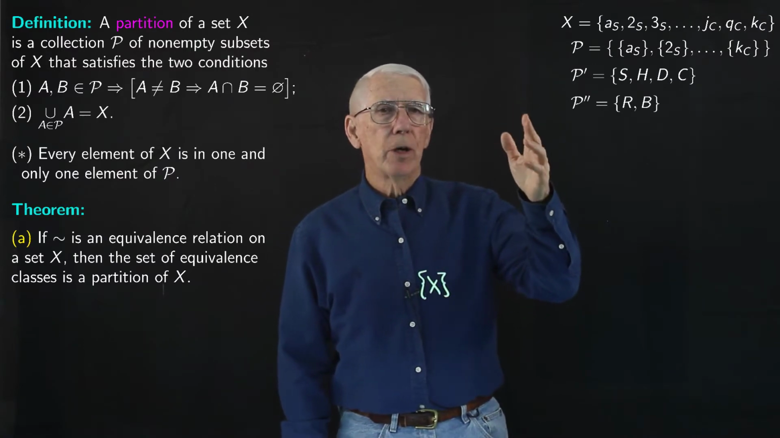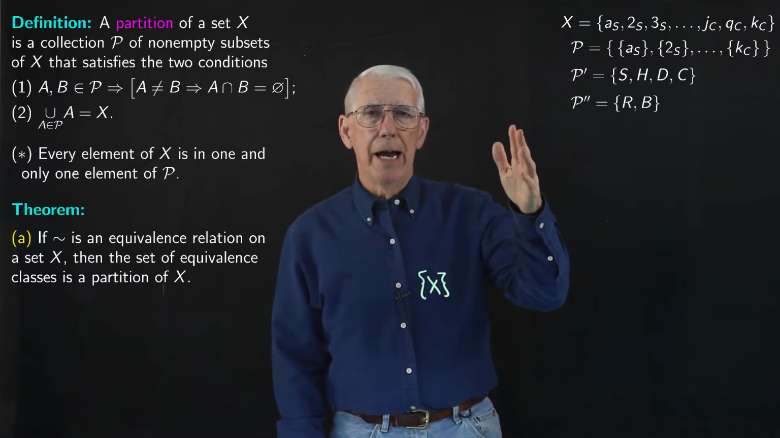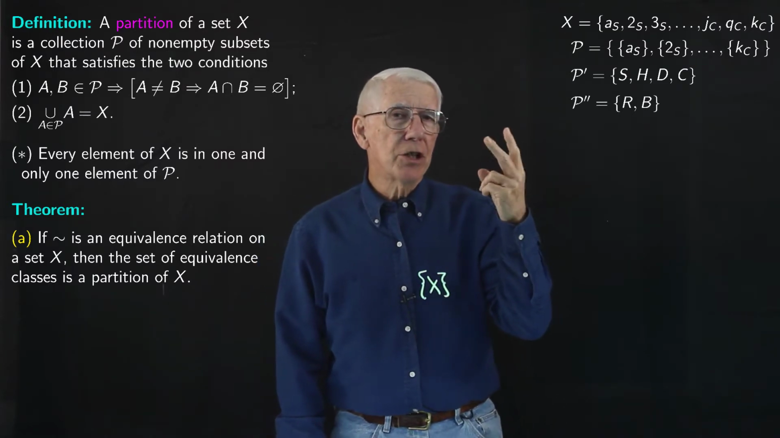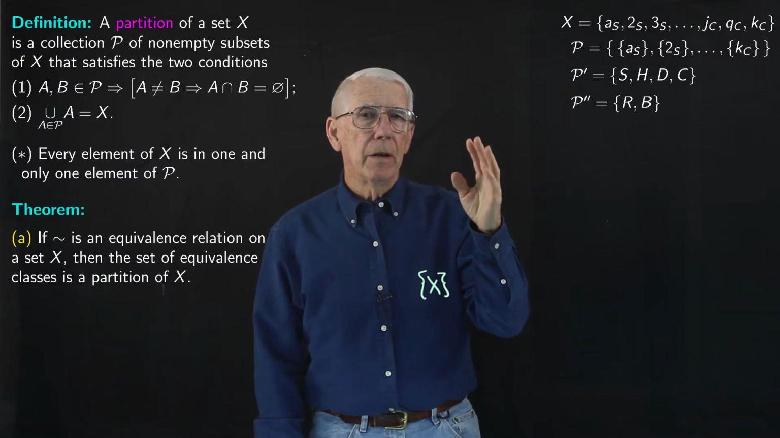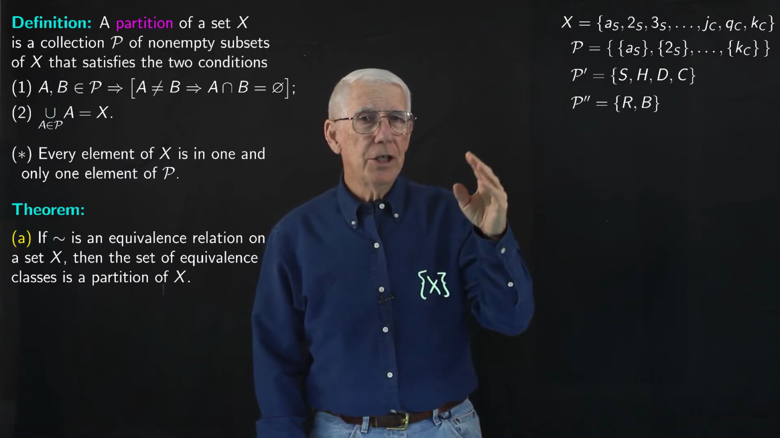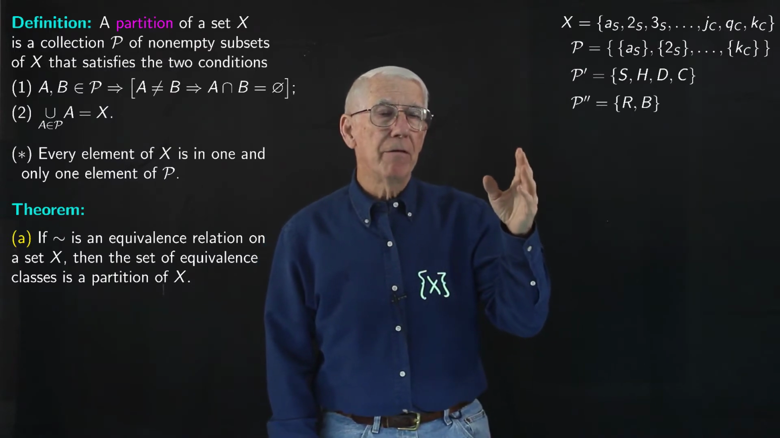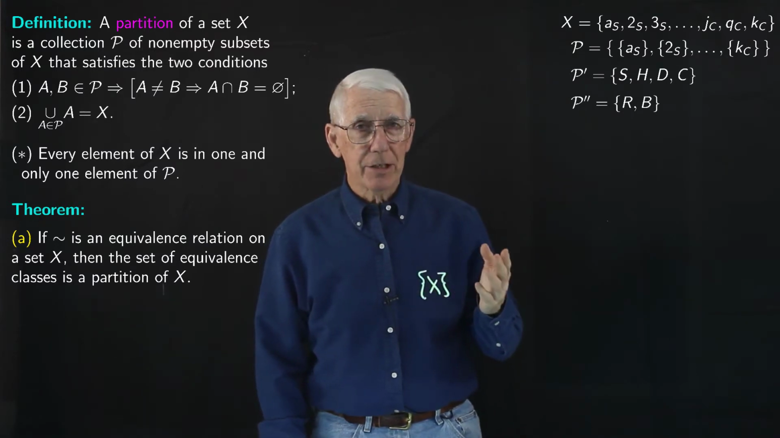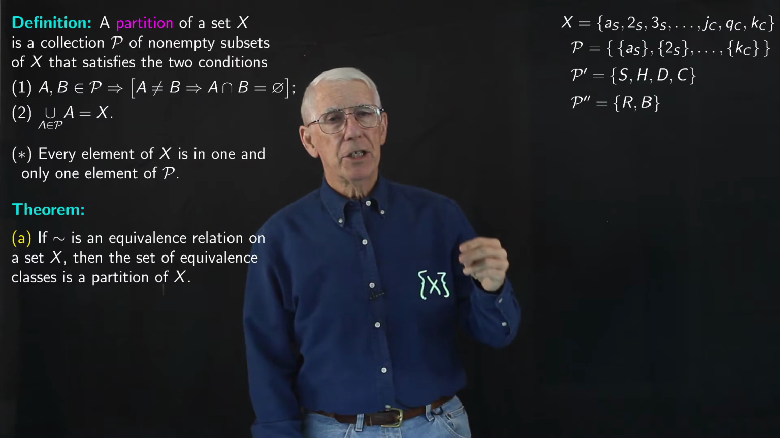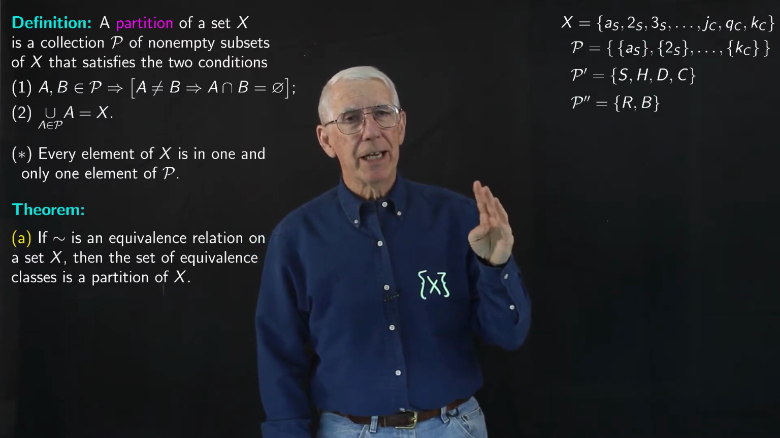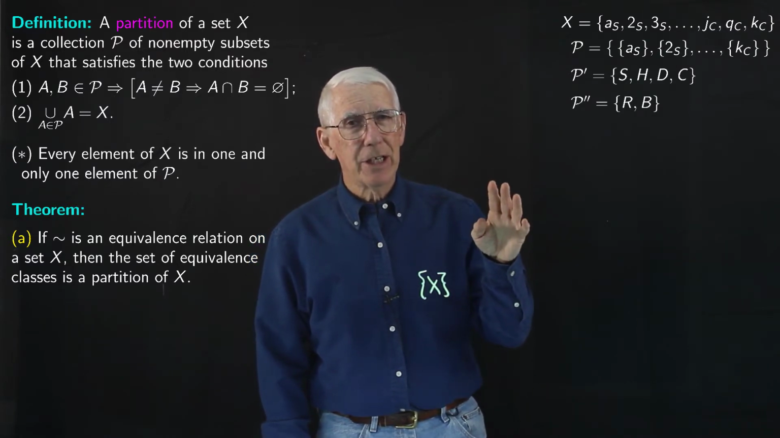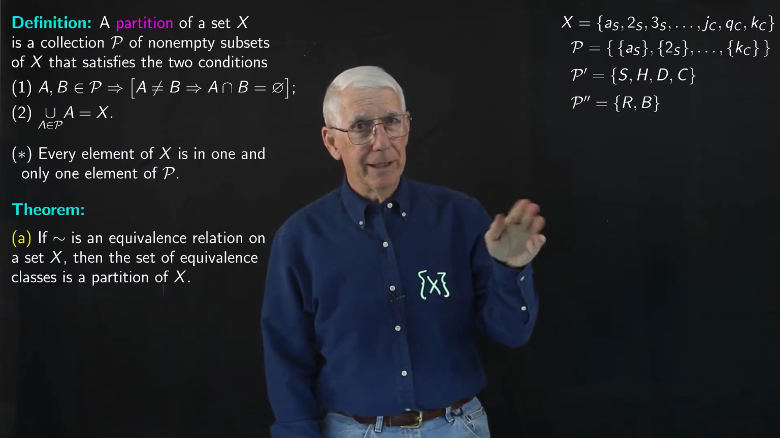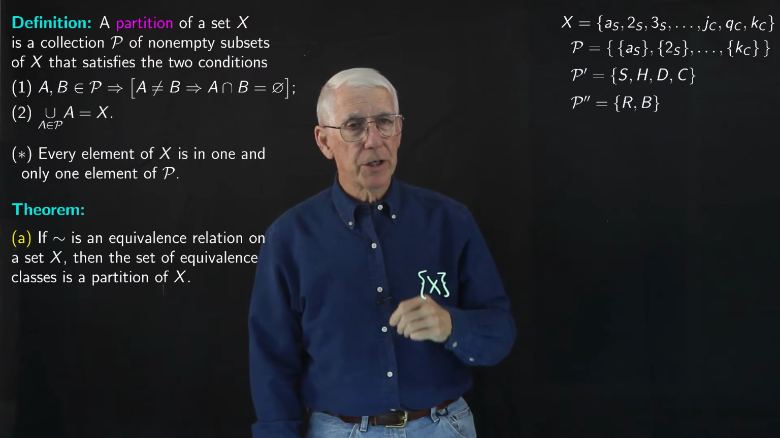Let's say script P double prime, which will be the set consisting of just 2 elements, R, the set of red cards, and B, the set of black cards. Is that a partition? Yes, same thing. We've got, in this case, only 2 elements. Each of them is a non-empty subset of capital X, and every card is either a red card or a black card, and not both. So we've got another partition.